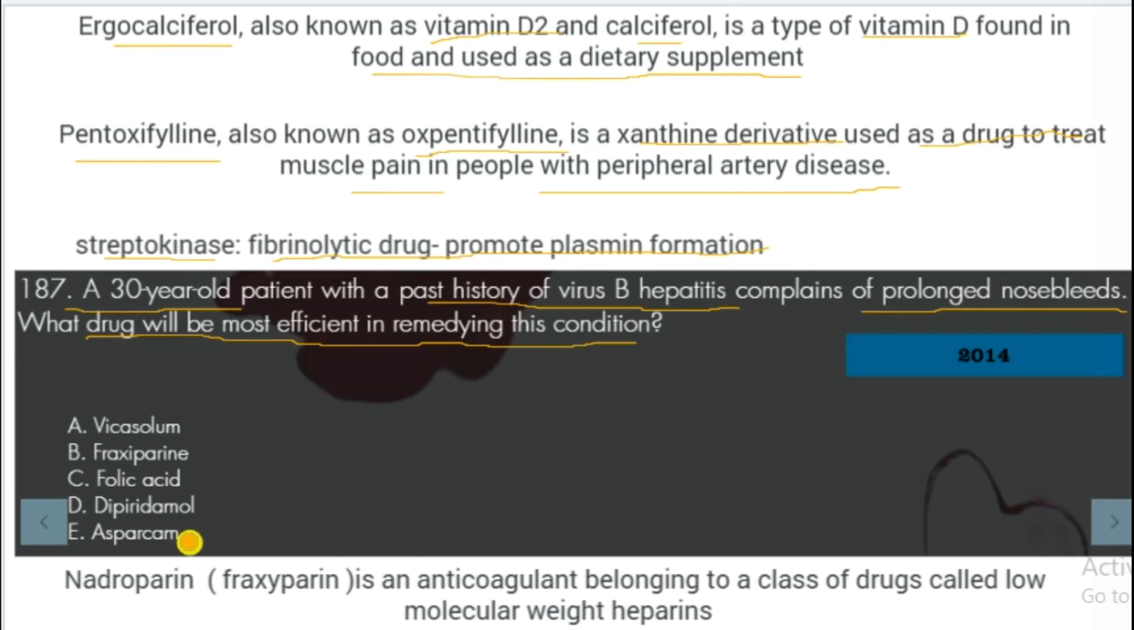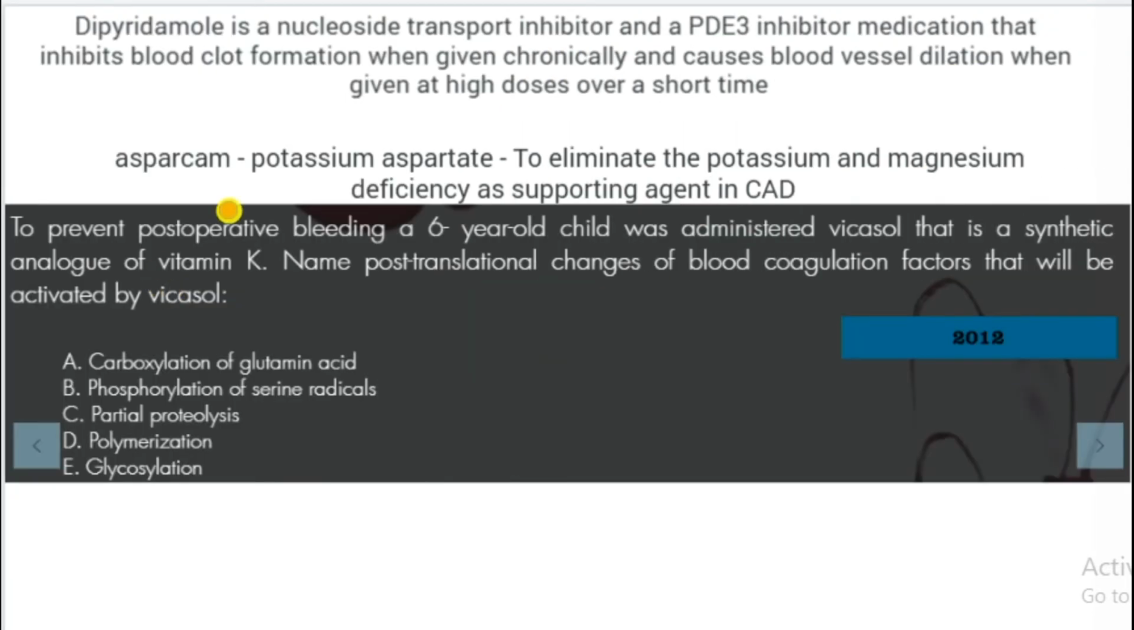Aspartame is not the answer, because it is a potassium aspartate. It is to eliminate potassium and magnesium deficiency as a supporting agent in complex therapy. Along with complex therapy, it is used for coronary artery diseases. It is one of the drugs in the complex therapy for coronary artery disease, to eliminate the magnesium and potassium deficiency.